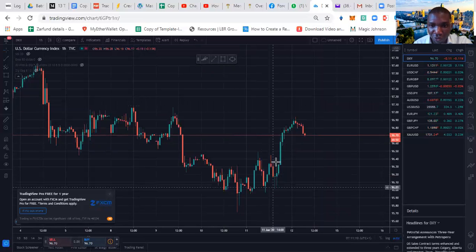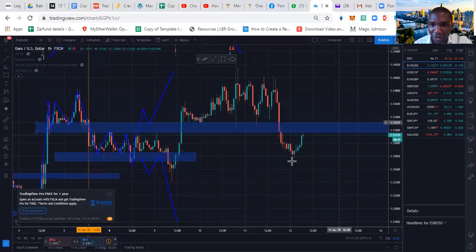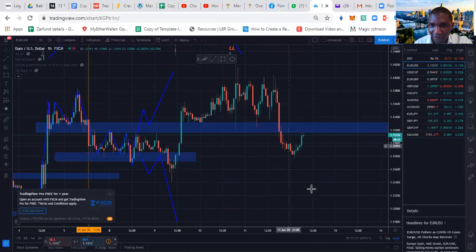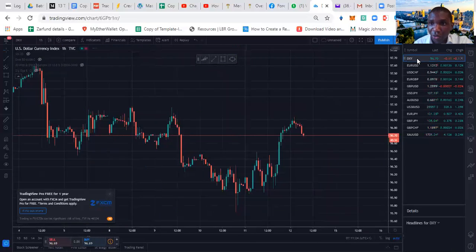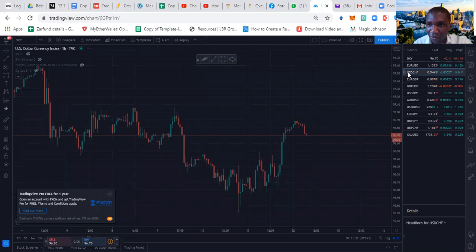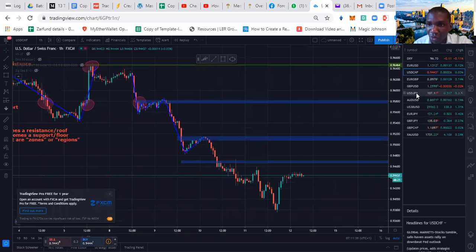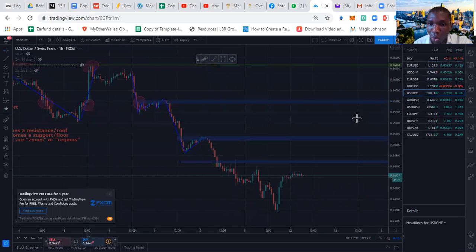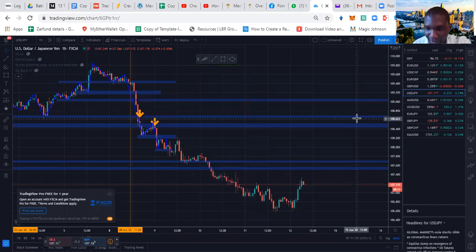Now you see this move up here. If you go to Euro USD, you will see that it's opposite. All right. So that's the thing with the dollar index. And then USD CHF and USD JPY are going to go in the direction of the dollar index.